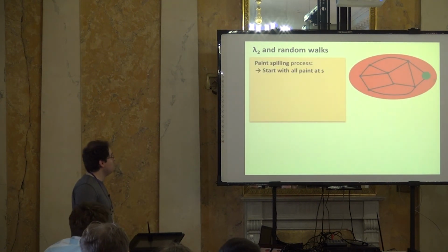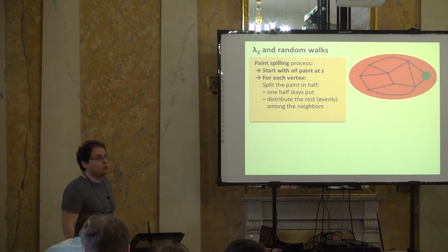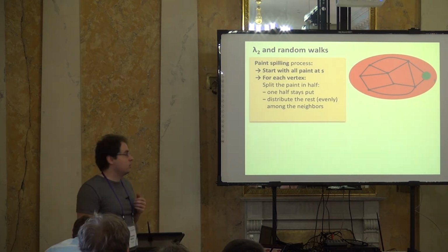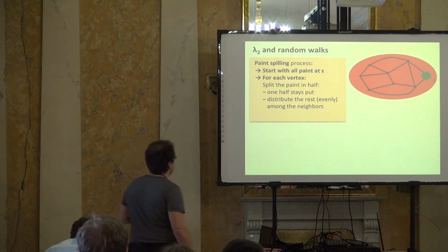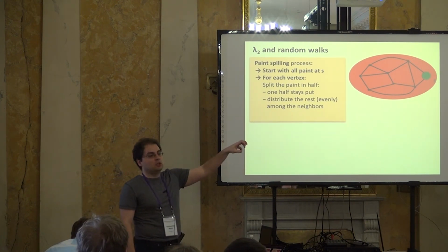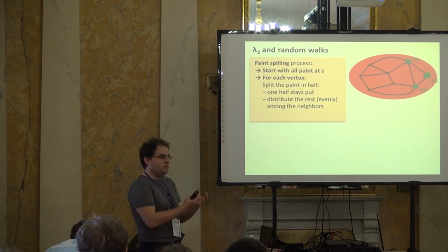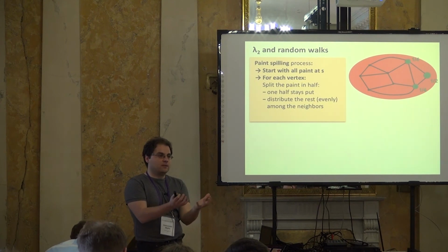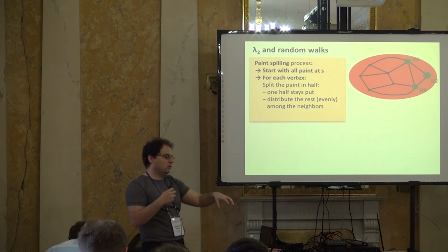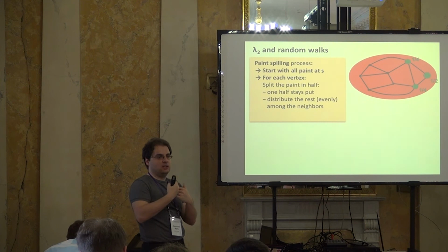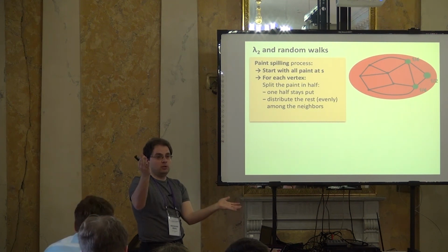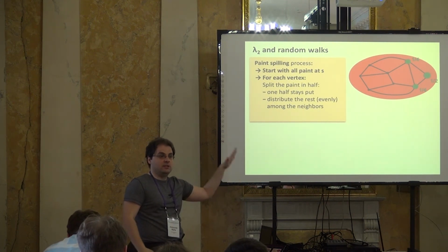Okay, and just the last thing I want to very quickly mention: the other very important process on the graph is the random walk process. Think of it as paint spreading in your graph. You put the total mass of one unit of paint on one vertex, and then in each round you split the paint on the vertex into halves, keep one half at the vertex, and distribute the other half uniformly among the neighbors. You do it for all the vertices simultaneously.